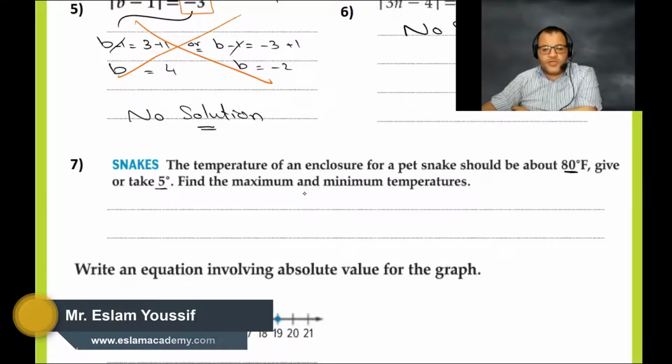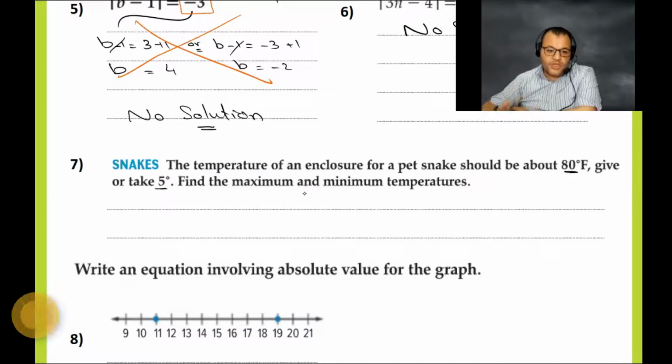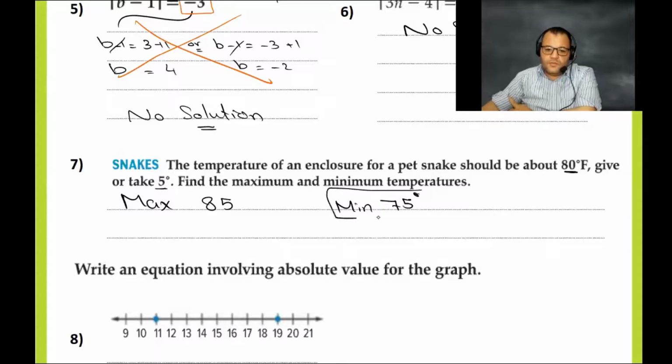I didn't ask you for an equation. For writing the equation, we know how to write the equation now. What is the maximum temperature that we can make it for the pit of snakes? What is the meaning of 80 degrees give or take 5? We add 5 or subtract 5. Yes. So the maximum will be 85, and the minimum will be 75.